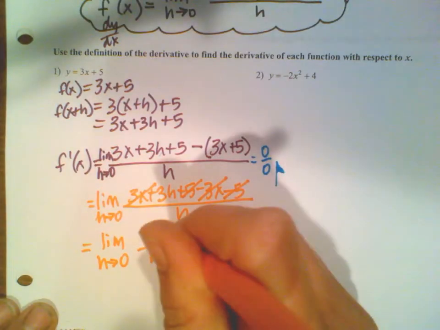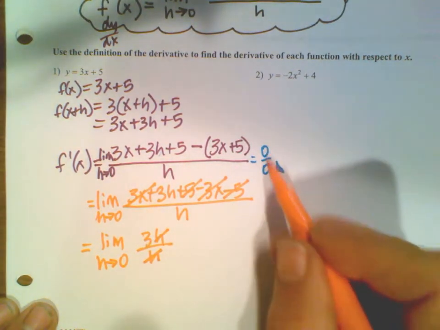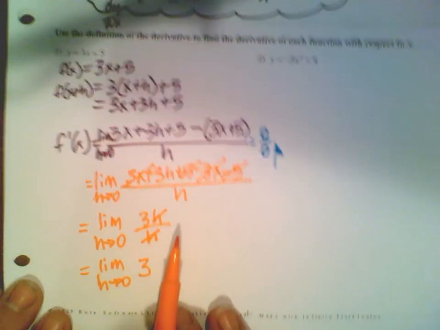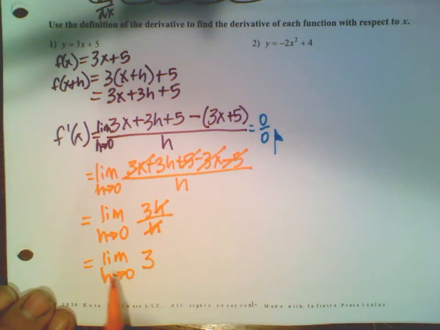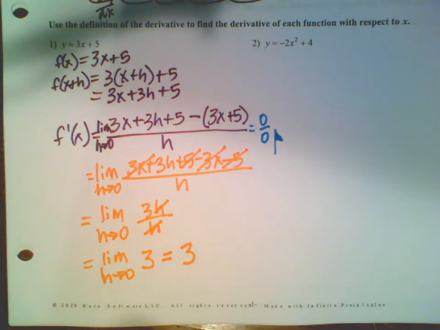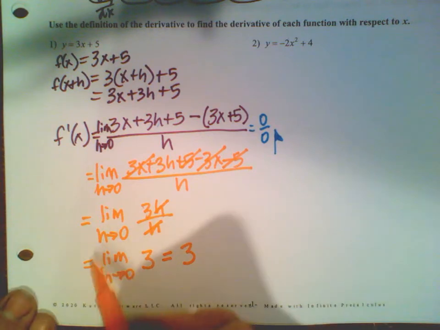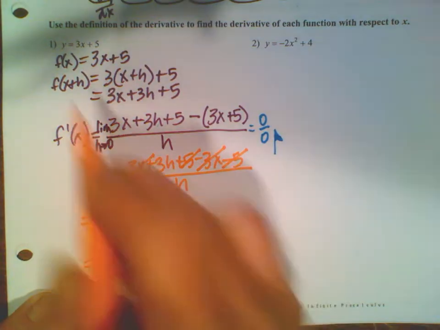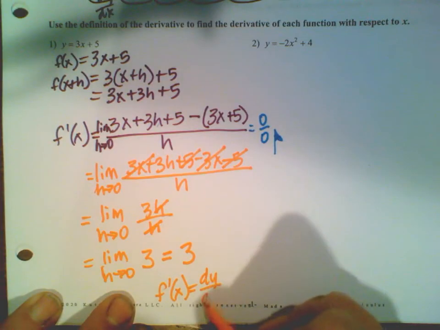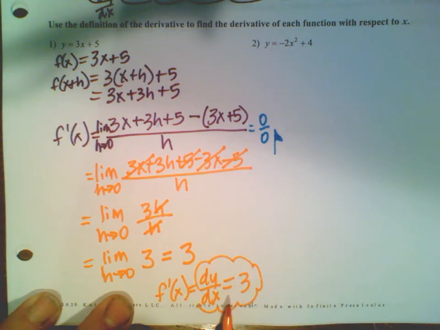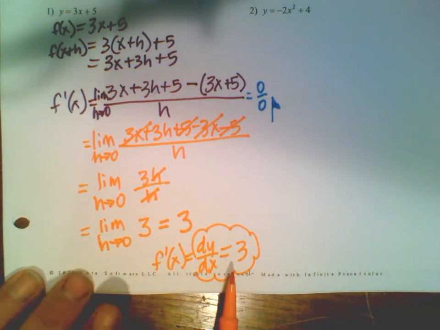Well, the h's are going to cancel out here. Oh, there goes my issue. That was my problem. And I'm going to end up with the limit as h approaches 0 of 3. Well, in our limits unit, we learned if you have a limit that approaches a constant, then your limit is that constant. It remains that constant. And so my final answer here, f prime of x, or, because it started out as y, dy dx, is equal to 3. That means the slope of my tangent line is equal to 3.